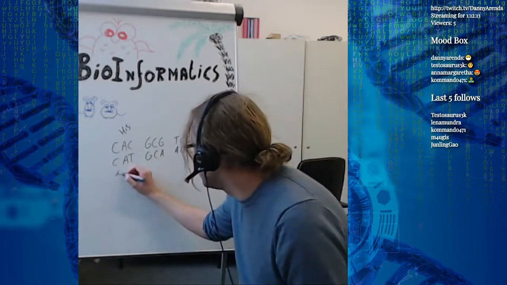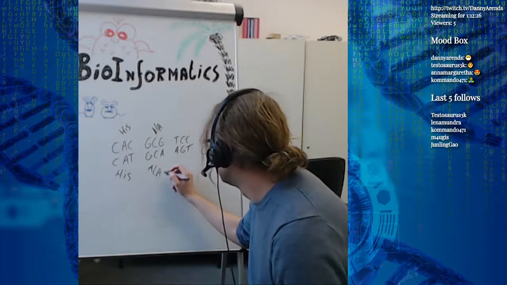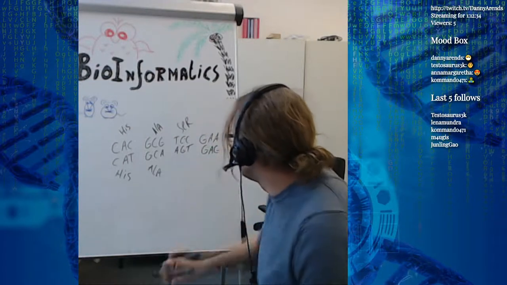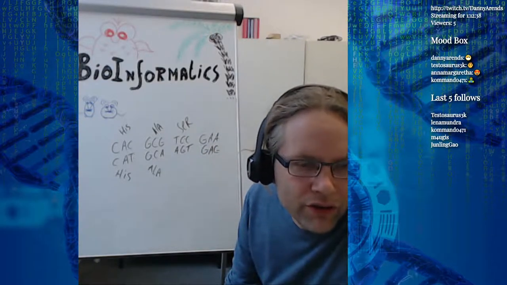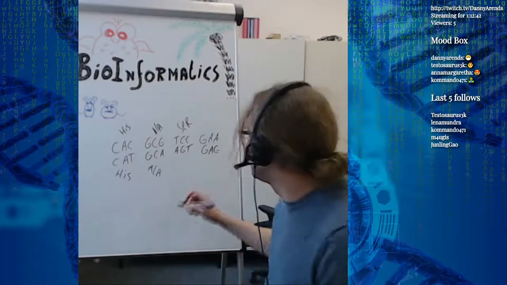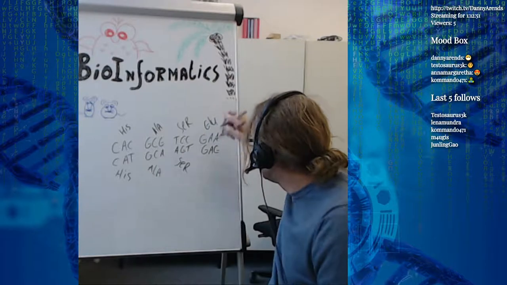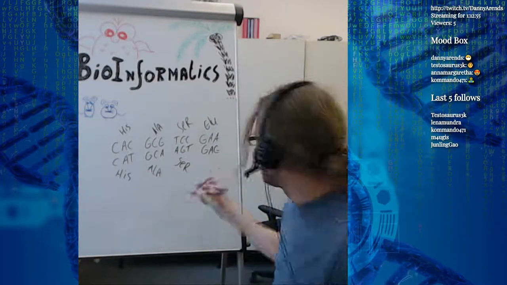So very basically what we want to do is we want to encode both of them to protein level, right? So CAC codes for a histidine. CAT also codes for a histidine. We have GCG, which is alanine, and we have GCA, which also codes for an alanine. Then we have TCC, so we have UCC, which codes for a serine. Then we have AGT, AGU, which codes for a serine as well. And then we have GAA, so GAA codes for glu. And we have GAG, which also codes for glu.